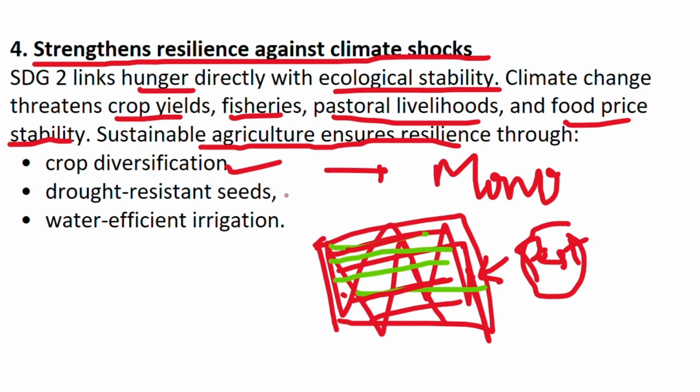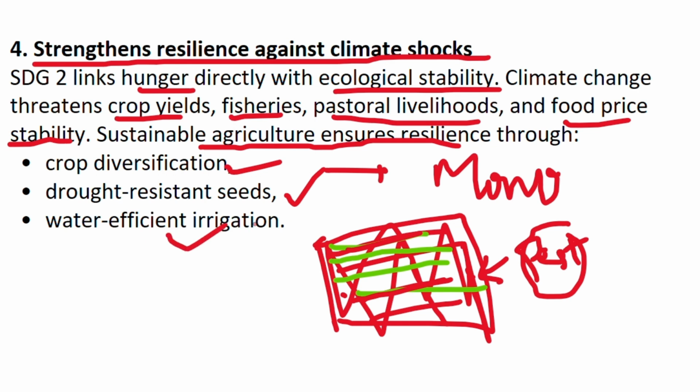Then the drought resistant seeds. There are some varieties of plants which have been genetically improved by scientists or even have natural resistance against drought. So it will be able to even survive drought-like conditions and still produce food.